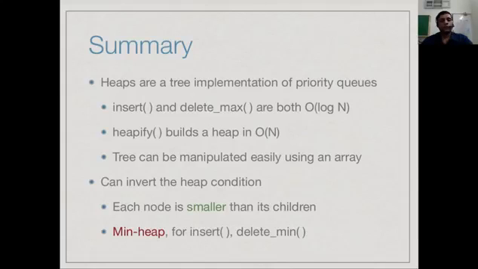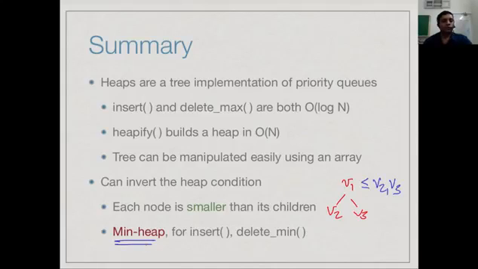Now, one thing which we can do is to invert the heap condition. So we can say that whenever we see v1, v2 and v3, we want v1 to be smaller than both v2 and v3. So this is what is called a min heap. What we have been doing so far is a max heap.